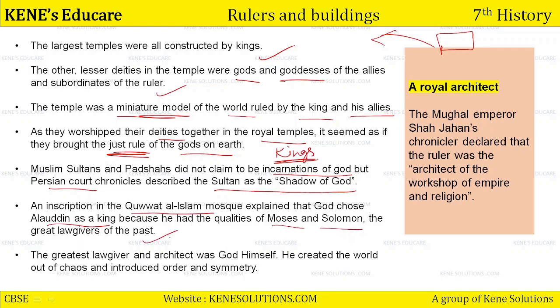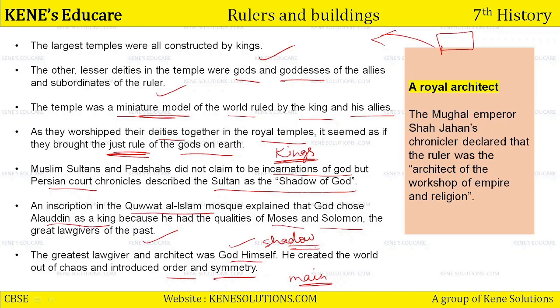Okay, so this is how the chroniclers used to praise the king and to build trust in the eyes of the people that he is the king who is the shadow of God, the person who is sent by God, who is the incarnation, or you can say has the qualities of the greatest lawgivers of the past. The greatest lawgiver and the architect was God himself. You know this. He created the world out of chaos and introduced order and symmetry. This is the main message you should understand, that the greatest lawgiver and the greatest architect is God. So whosoever is the shadow of God will also be equally important and great. And this is how kings used to maintain their trust and used to make people believe that this king is the perfect one for them.